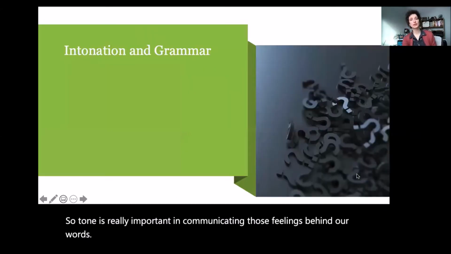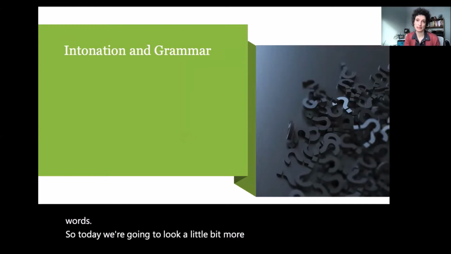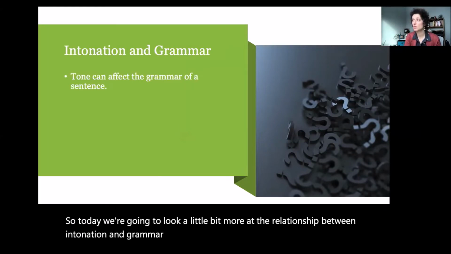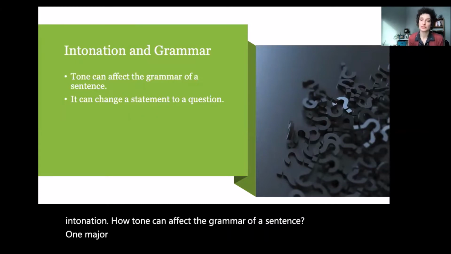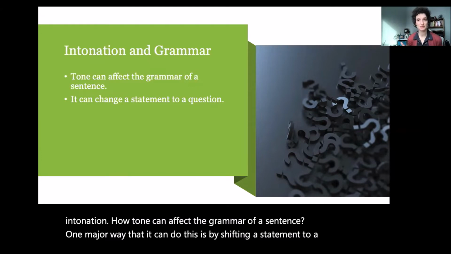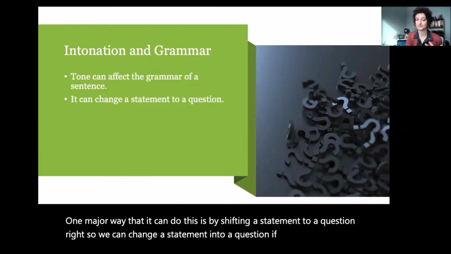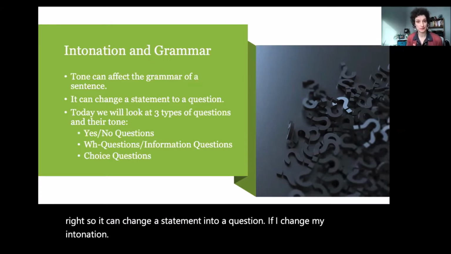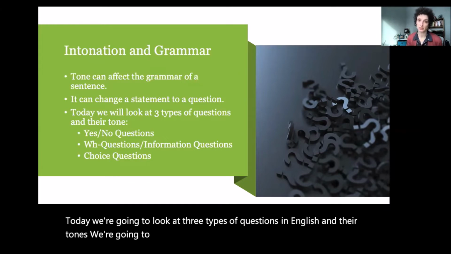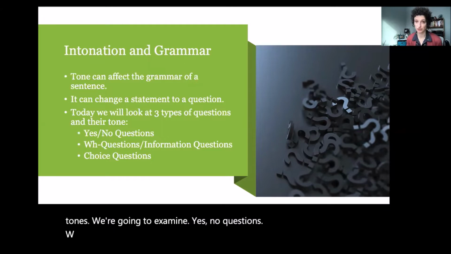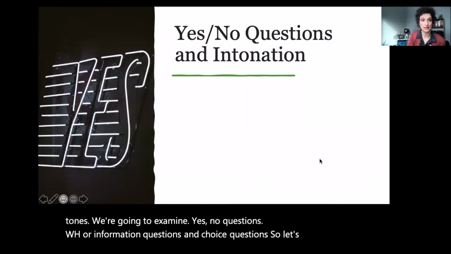So today we're going to look a little bit more at the relationship between intonation and grammar, and how tone, when I say tone, I just mean intonation, how tone can affect the grammar of a sentence. One major way that it can do this is by shifting a statement to a question, right? So it can change a statement into a question if I change my intonation. Today, we're going to look at three types of questions in English and their tones. We're going to examine yes/no questions, WH or information questions, and choice questions. So let's go ahead and get started with those yes/no questions.